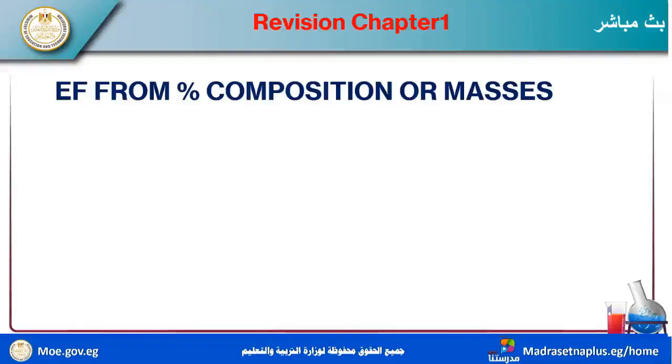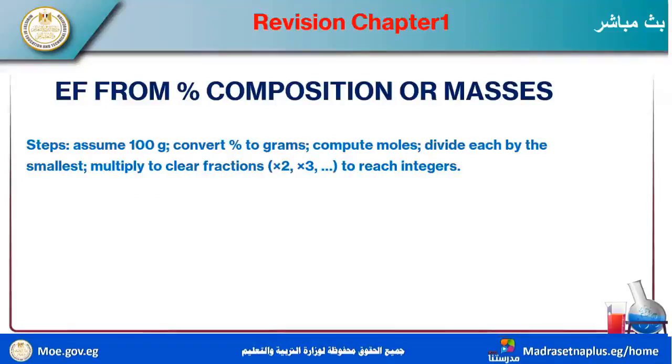Now, the steps: assume 100 grams, converting percentage to mass. You can convert the mass to percentage by partial over total times 100. Assume 100 grams, convert percentage to gram, compute moles, divide each by the smallest, and multiply to clear fractions, so the numbers reach integers.